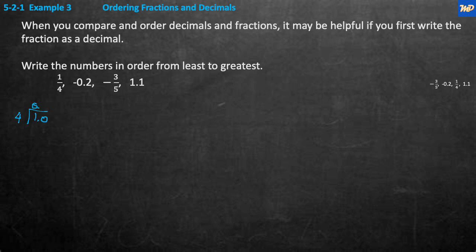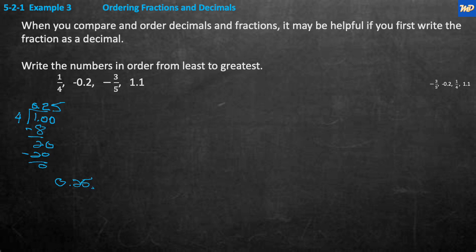0 times. So we're going to put a point. 0 times 4 is 0. Add a 0. Now we're going to do 4 into 10. Goes how many? 2 times. 2 times 4 is 8. 10 minus 8 is 2. Add another 0. Bring down the 0. 4 goes into 20 5 times. 5 times 4 is 20. 20 minus 20 is 0. Okay, so the 1/4 is 0.25.